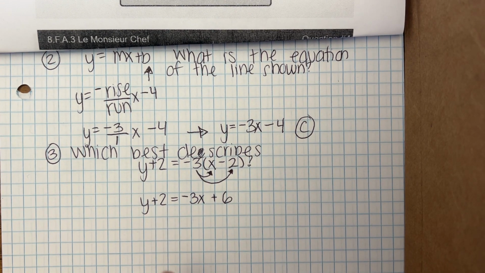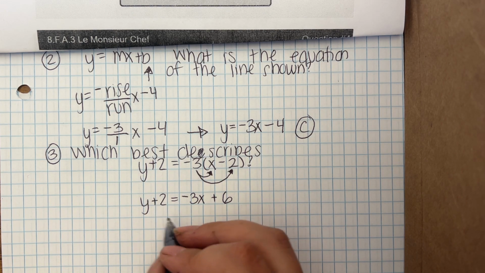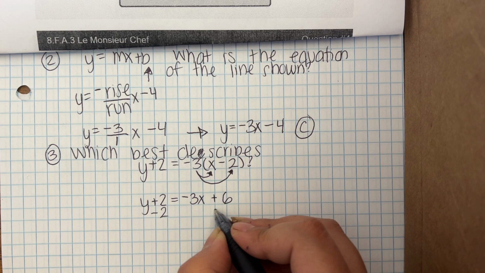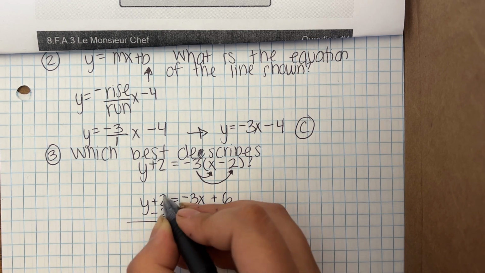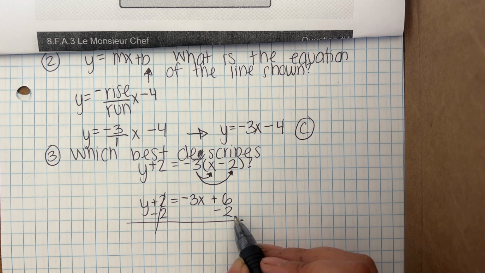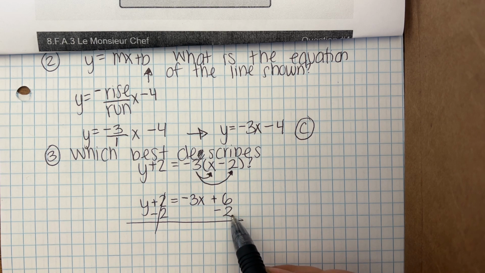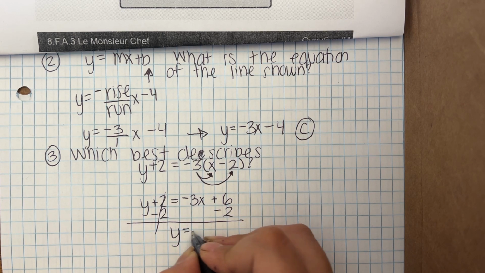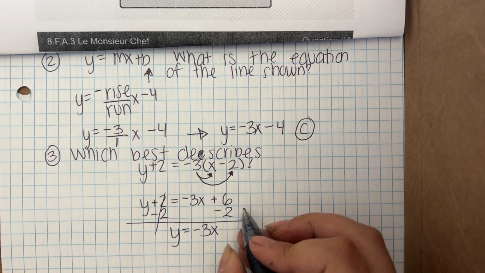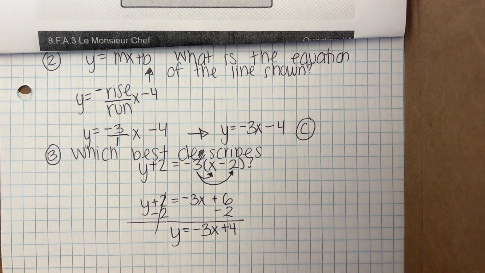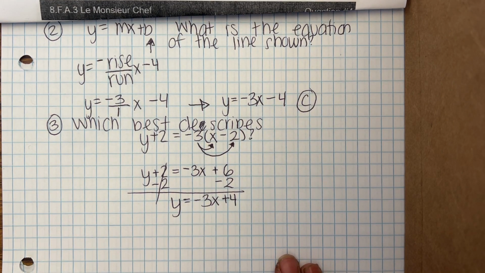So again, what's blocking my y? My 2. So I had to do the opposite. So the opposite of +2 is -2 to both sides. And I'm going to put it underneath the number that's alone. Why? Because this one has a variable, and a variable can't be combined with a number just by itself. So it's y equals negative 3x plus 6 minus 2 equals plus 4. So that's my equation right there.